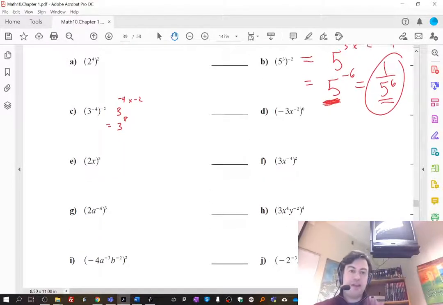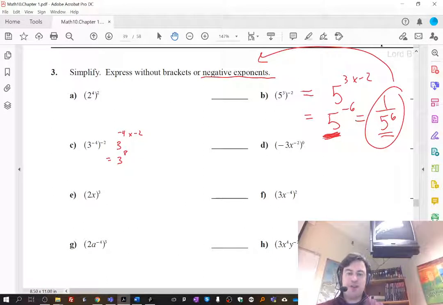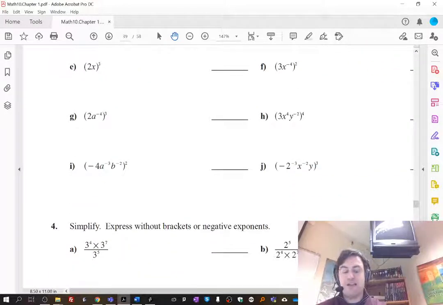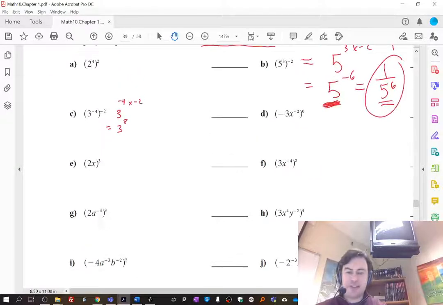Okay, so that's going to be this question on how do you deal with the negative exponents. I got one more video for you coming up that's going to be about question 4 and dealing with combining these things together. So check that out in a couple minutes.